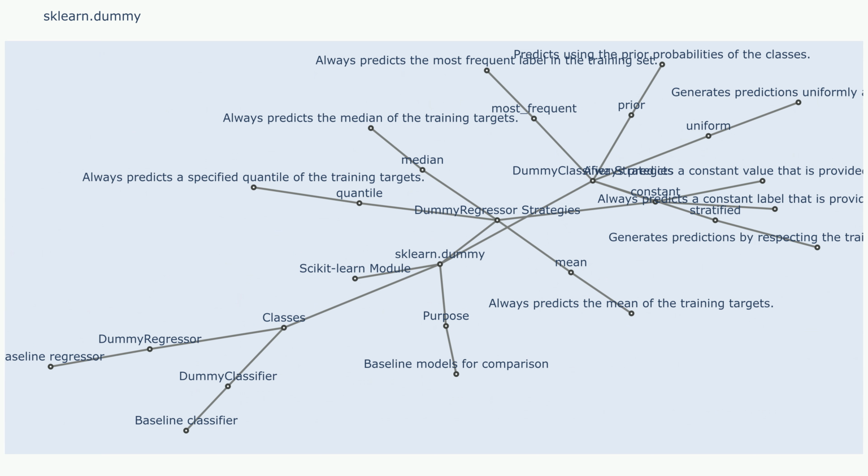for improvement. While dummy estimators are not meant for real-world prediction, they play a crucial role in model evaluation and understanding the limitations of your chosen approach.